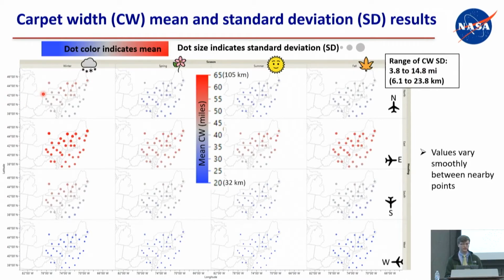In the grid of charts, we have our seasons across the columns and then our aircraft headings across the rows. And if you just look at any of these plots, you can see that the mean and standard deviations are smoothly varying between each of the points. And that led us to choose the coarse spatial resolution because we believe we can interpolate in between those points due to the smoothly varying properties that they have.